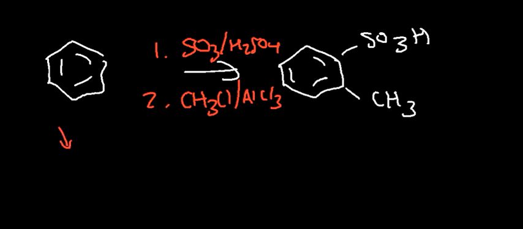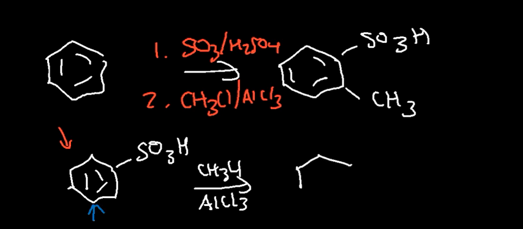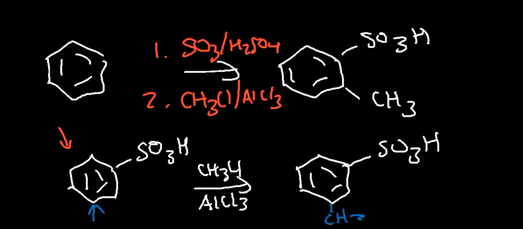So the first thing that's going to happen is we're going to get the SO3H group. And then once we add the methyl chloride, the SO3H group is the meta director and it's going to tell it to go here. And so we won't get the product that we want. So for these type of questions, the order matters. The order in which you choose your reagents is very important. So what we have to do is make this number 1 and this number 2.